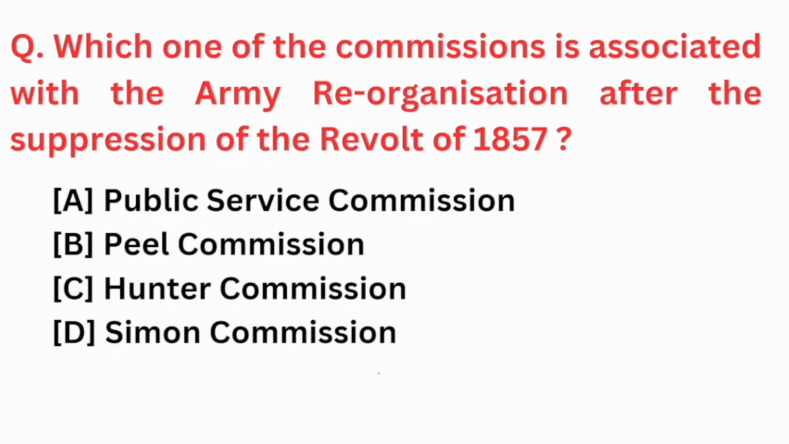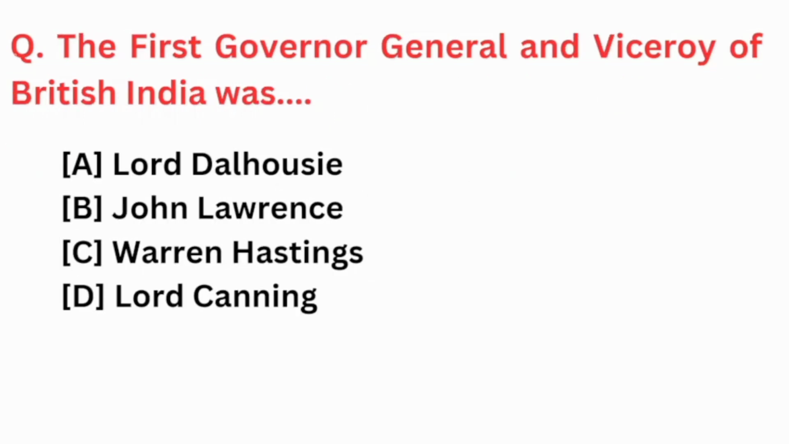So next is, which one of the commissions is associated with the army reorganization after the suppression of the revolt of 1857? Here the answer is Peel Commission. Next is, the first Governor General and Viceroy of British India was Lord Canning.